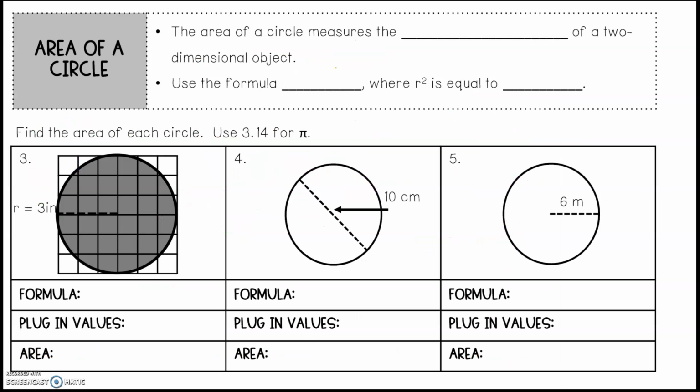The area of a circle measures the covering of a two-dimensional object. Use the formula A for area equals pi r squared. Remember, this is area. Pi is 3.14, and r is the radius squared, where r squared is equal to r times r, radius times radius. Not doubled, not times 2, but the number times itself.